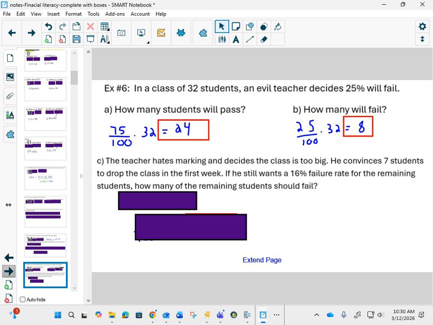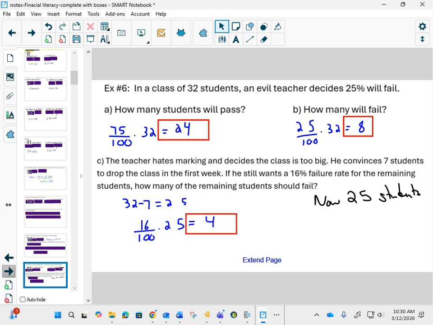Well, how many students are left? Got 7 to drop. Does it make sense that we now have 25 students, and we want a 16% failure rate? So 16% of 25 still wants to fail 4 students.